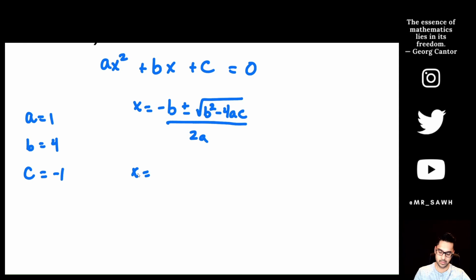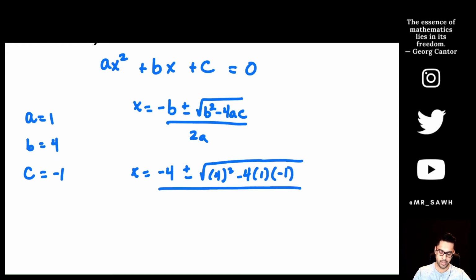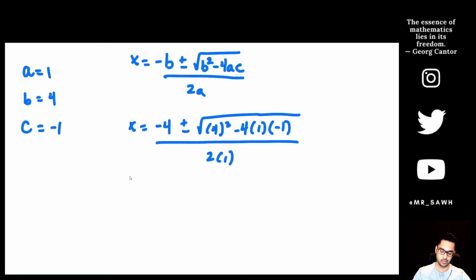So x equals negative b. Well, b is 4, so it has to be negative 4 plus or minus the square root. Well, b gets squared minus 4 multiplied with a is 1, c is minus 1, whole thing divided by 2 multiplied with 1. So I've got all of the numbers into where they're supposed to go. Only thing left to do is simplify this and get a value for x. So x equals negative 4 plus or minus square root.